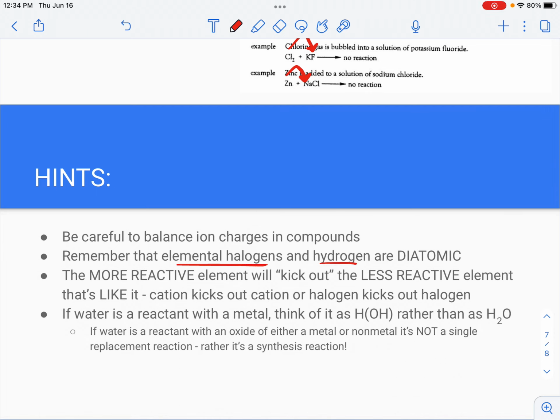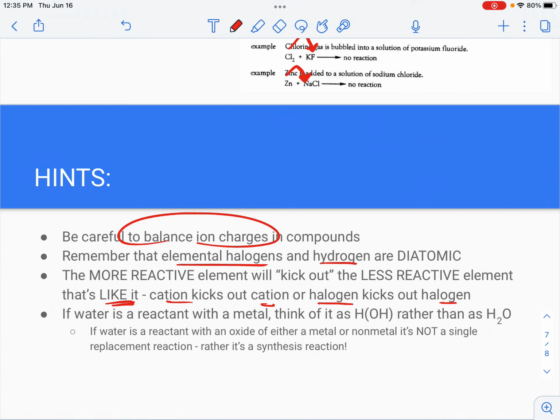If they're in a compound, they don't have to be diatomic, and you're going to balance the ion charges. But if they're elemental and free on their own, after they've been kicked out or before they do the kicking out, then they need to be written as diatomics. Your more reactive will kick out your less reactive that's like it. The cation kicks out the cation, the halogen kicks out the halogen.